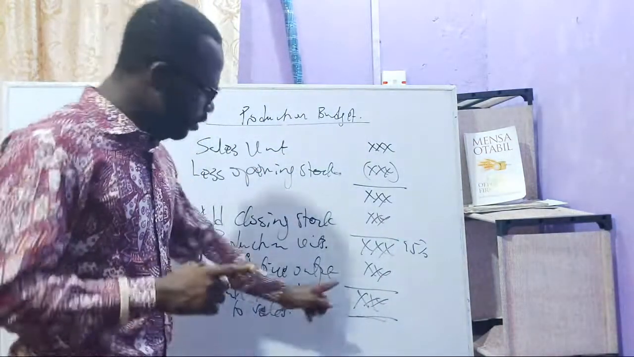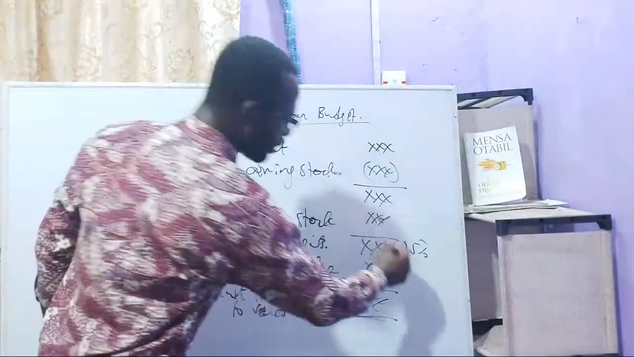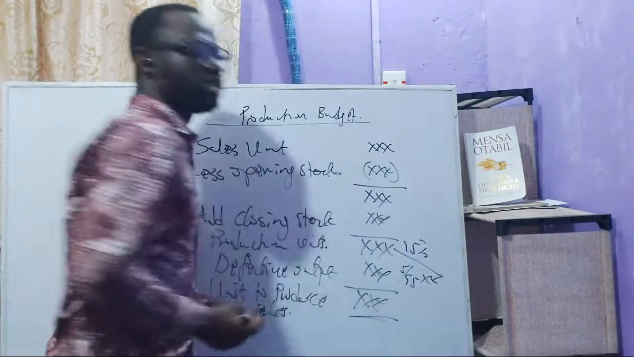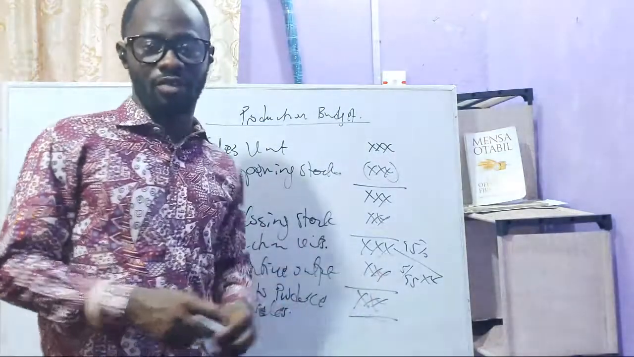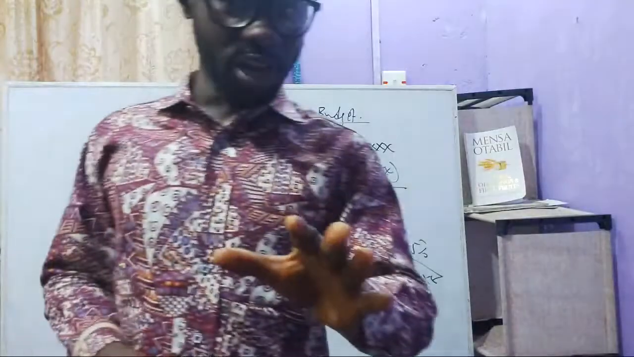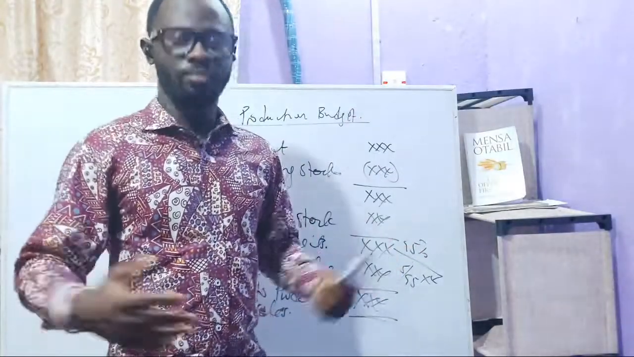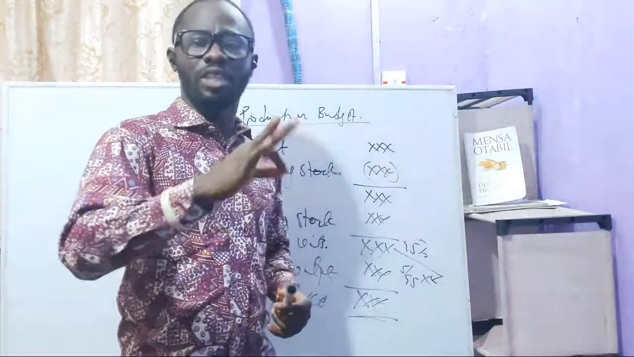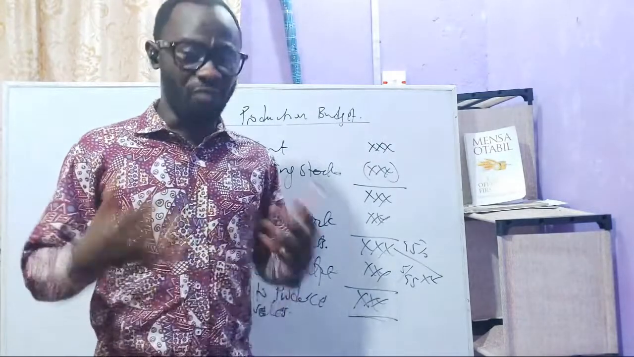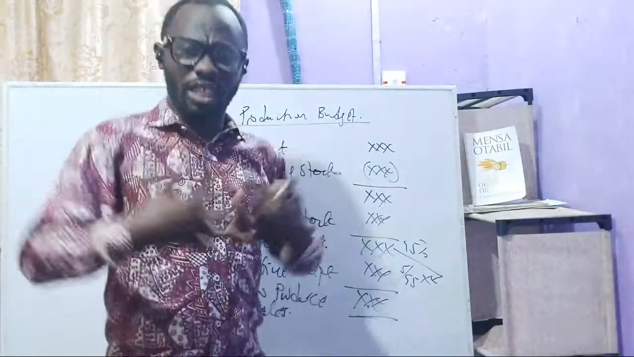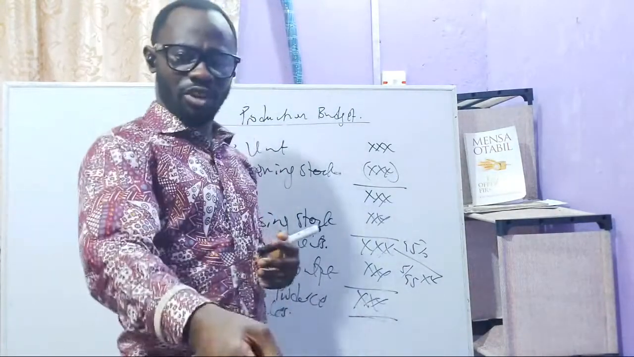So for us to be able to get the defective output, that is going to be 5 over 95 times this production unit here. And that is how we get the defective output. I hope you get the principle very well. I said, in the question, the examiner could say, 5% of all units produced are defective. So if we are preparing the production budget, we have to build into the system the defective units.